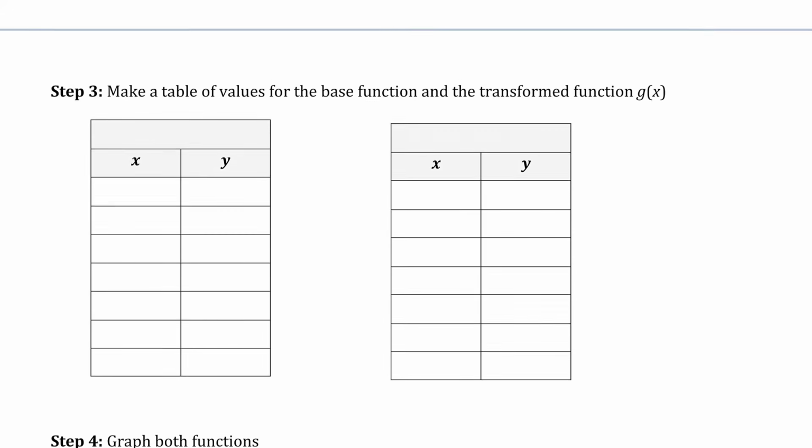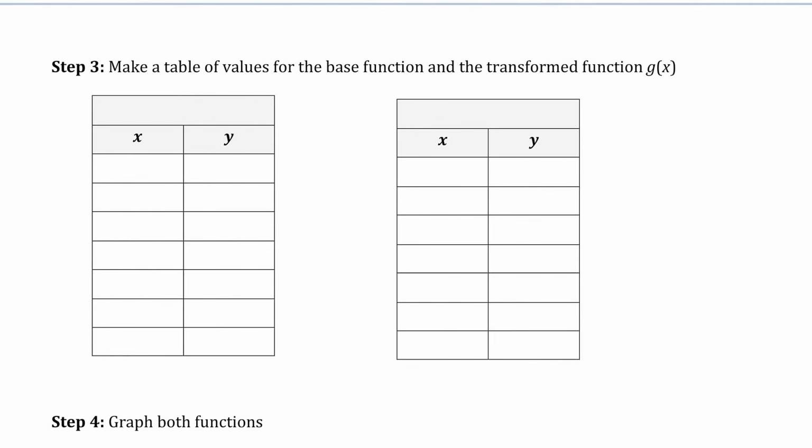Step 3 asks us to make a table of values for the base function and the transformed function. Well, the base function was y equals 2 to the power of x. Let me choose x values between -3 and 3, and then calculate the corresponding y value by taking each of those x values and subbing them in for x into the function y equals 2 to the power of x. We'll start with -3. Let's sub that in for x. 2 to the power of -3 is equal to 1 over 2 to the power of +3, so that's 1 over 8, which is 0.125. I'll use a decimal value when I'm graphing.